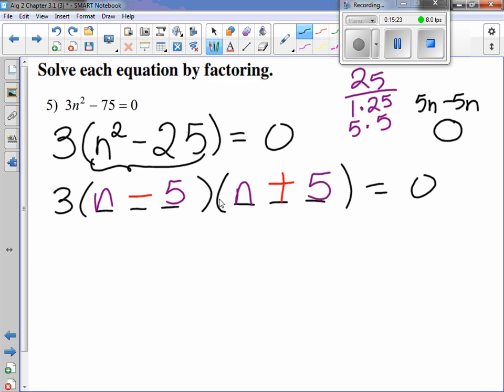This thing here actually has a special name. This is the difference of perfect squares. When we have two terms that are both squares, because n squared is n times n, and 25 is a perfect square, it's 5 times 5, yes? And they're being subtracted. The difference of perfect squares will always work out like this.